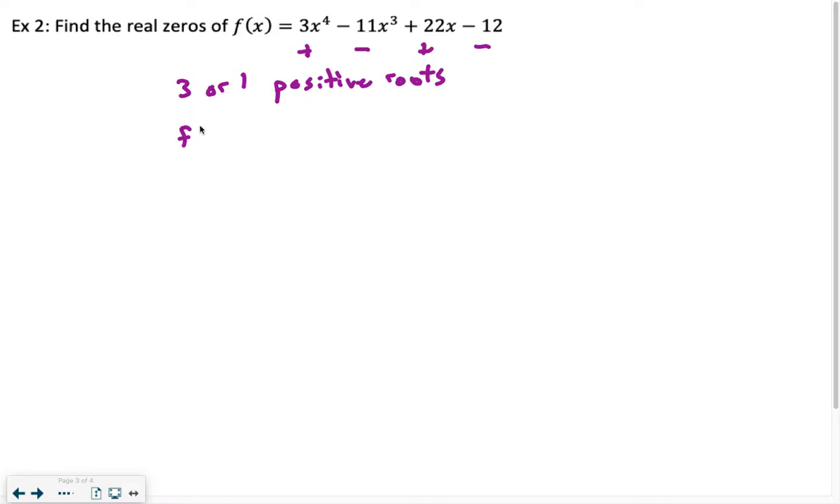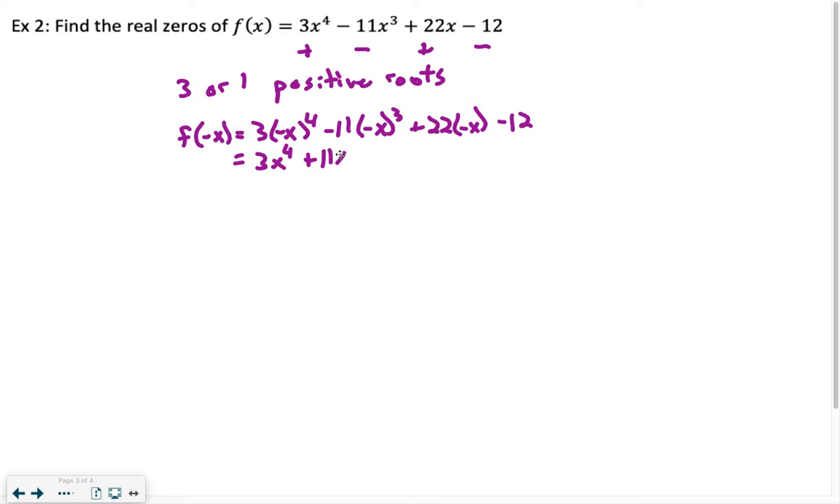Now, let's evaluate f of negative x. So 3 times negative x to the 4th minus 11 times negative x cubed plus 22 times negative x minus 12. A negative to an even power would become positive, so 3x to the 4th. A negative to an odd power will stay negative, so we actually have a double negative here. That would become plus 11x cubed minus 22x minus 12. So my signs are positive, positive, negative, negative. I only have one variation in sign here, so that means I have one negative root.